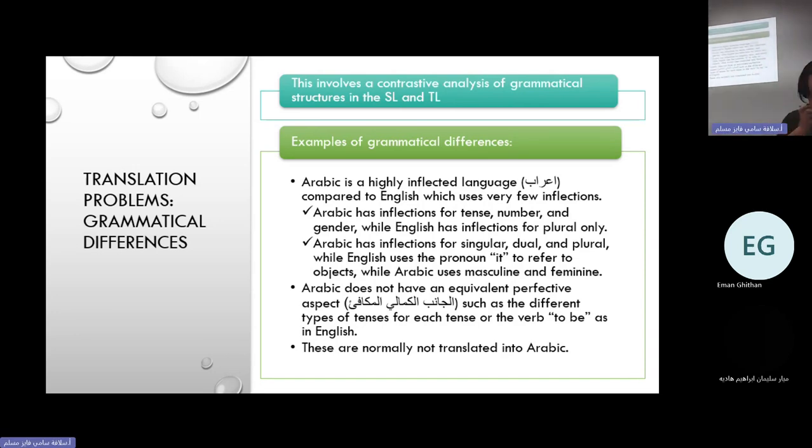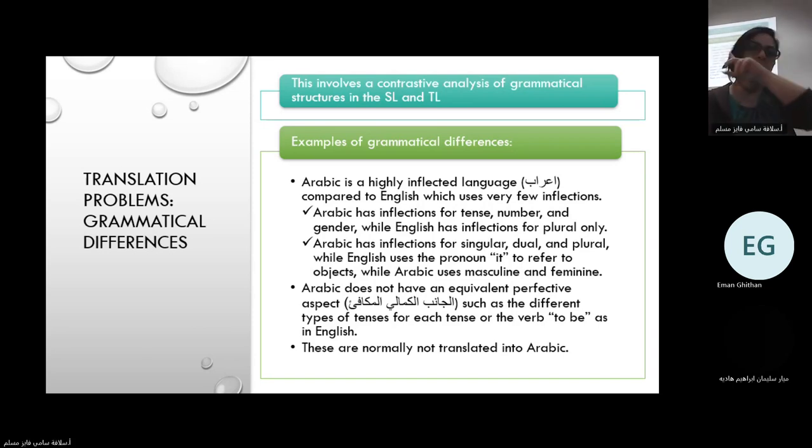The verb to be also, for example, he is a boy. Okay, in Arabic, when you translate it, we don't have the verb to be. هو طفل. Okay, أو هو ولد. مش هو إنه ولد. Okay, we don't have the verb to be. These are normally not translated into Arabic.